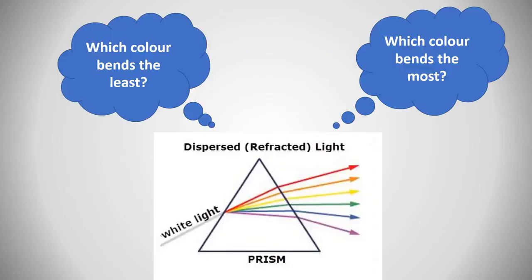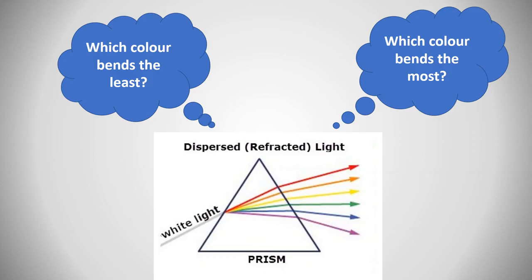Let's see. Which color bends the least? You can see here the white light, and we have a dispersion or refracted light in the prism. Two refractions, this is the first, and this is the second. Outside the prism, as the final result, you will see the spectrum of light. So which color bends least? It is red. Exactly, it is red.